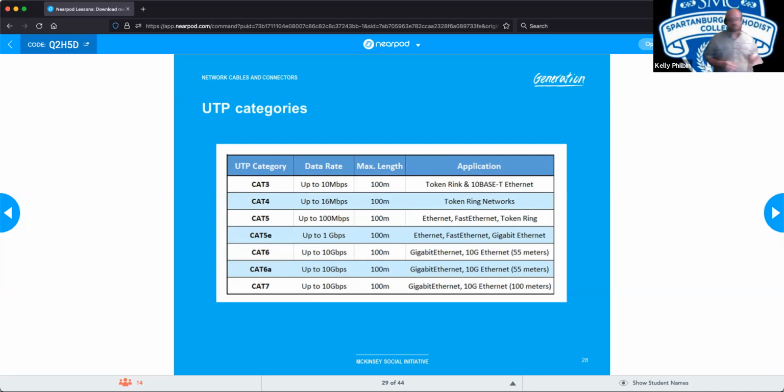So I'm sure you've heard them called Cat 3, Cat 4, Cat 5, all that kind of fun stuff. CAT is short for category, and this is with regards to the generations or the technology that's being put into place with them. We do need to know the data rates at which they can run and the maximum length of the cable, because this does change.